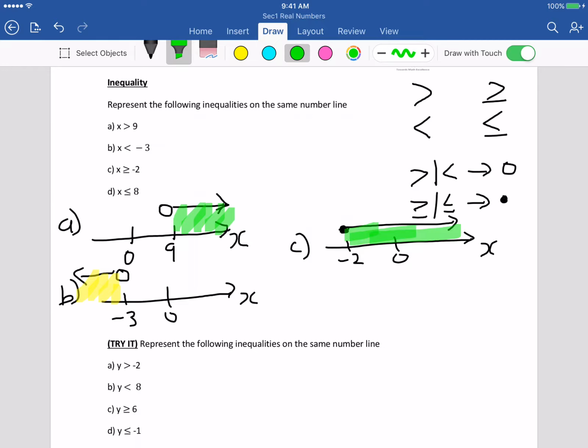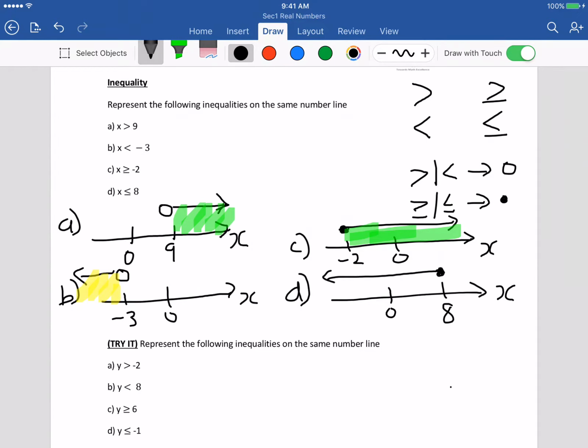Okay, part D. This one: x lesser than or equal to 8. So write 0 here, and this is your 8. Lesser than or equal to, so same thing, you draw a dot. Lesser than or equal to will be something like that. The values here for this one will be just right here. Okay, so this is how you represent the inequality on the number line.